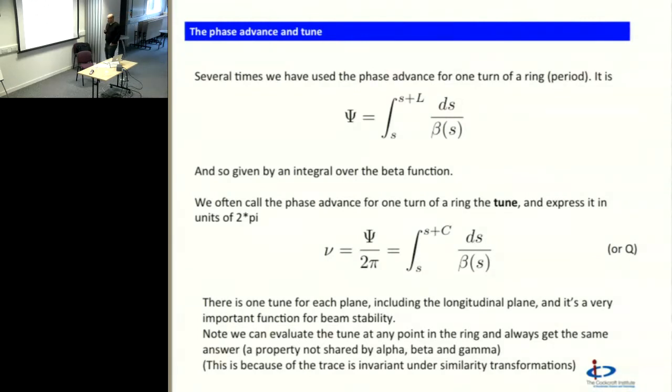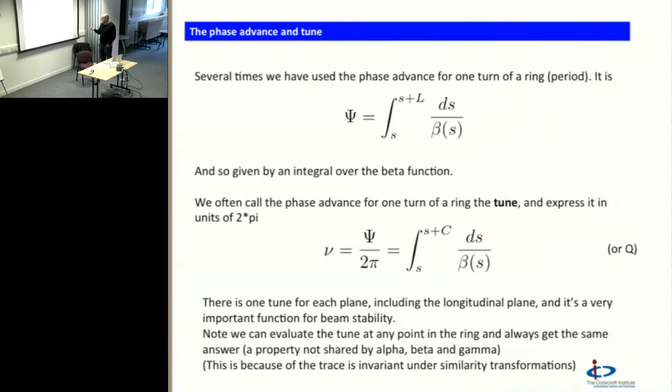There's obviously 1 tune for each plane, because we have different beta functions in the 2 planes, so the tunes can be different. So we have a horizontal tune and a vertical tune. In fact, they're never the same, for reasons we'll see coming up in terms of what's called coupling resonances. But also including the longitudinal plane. While I've not mentioned longitudinal dynamics just yet, longitudinally there is also a tune, because longitudinally we also oscillate. We haven't studied this yet, but there are 3 tunes, there's also a longitudinal tune.